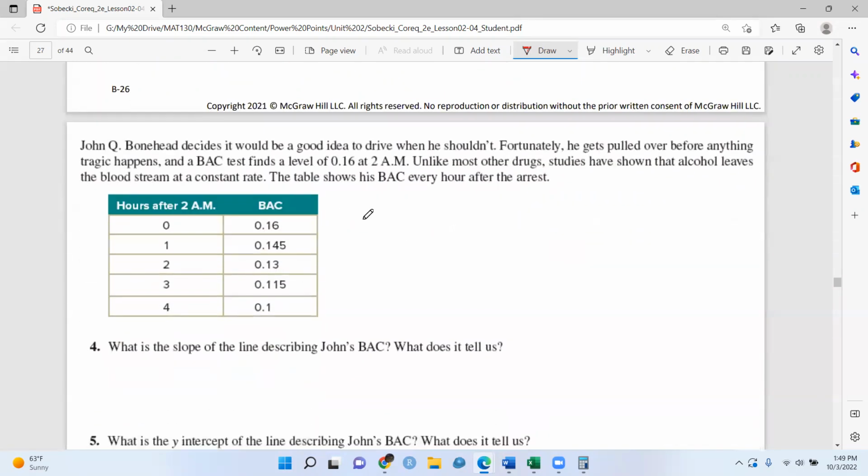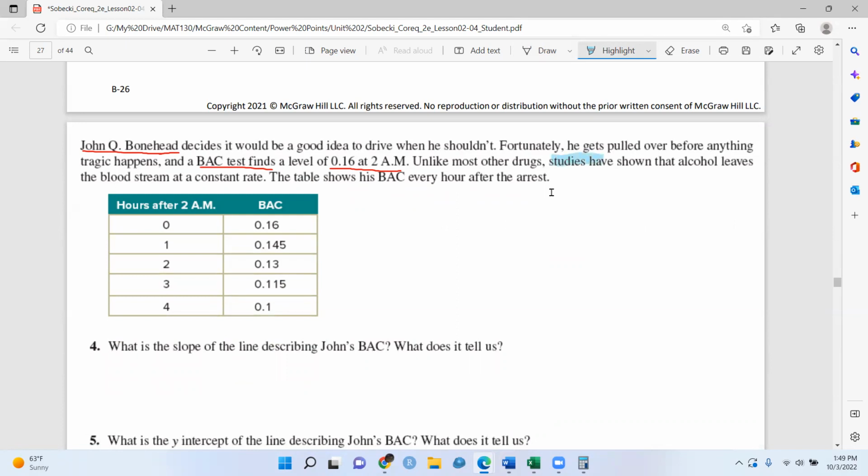All right, so we're going to do a nice little problem here. We've got Mr. Bonehead. Our author likes to make jokes. He decides it'd be a good idea to drive when he shouldn't. He gets pulled over before anything tragic happens. Good. He gets a blood alcohol test at a level of 0.26 at 2 a.m. And then we're given a piece of information here.